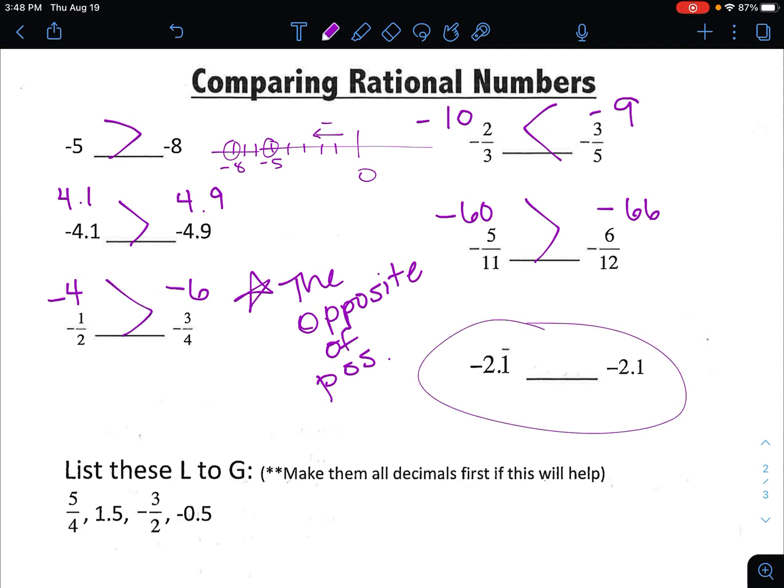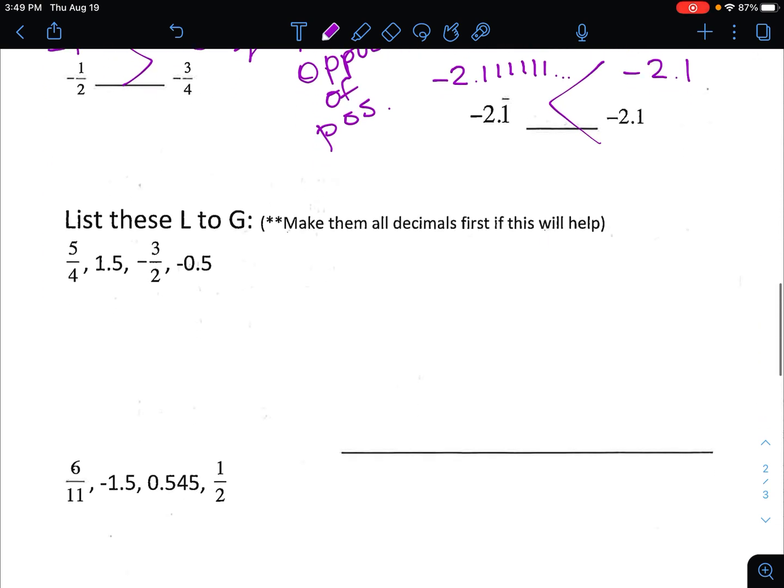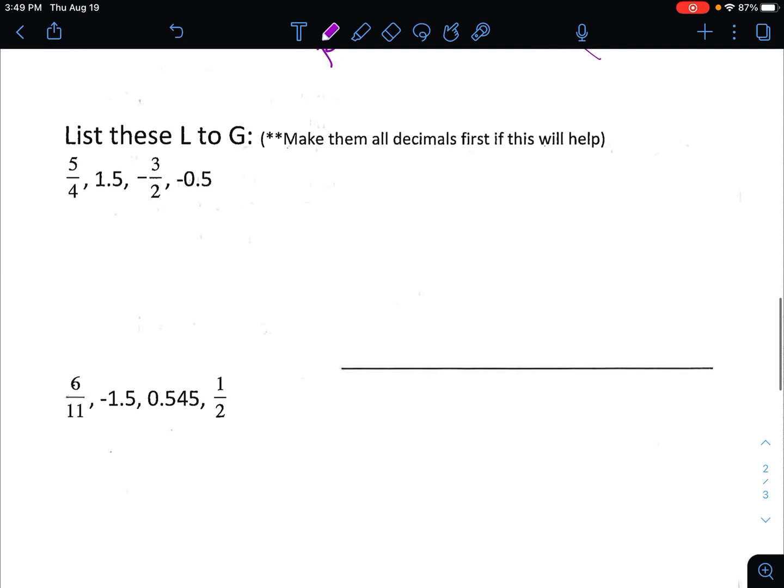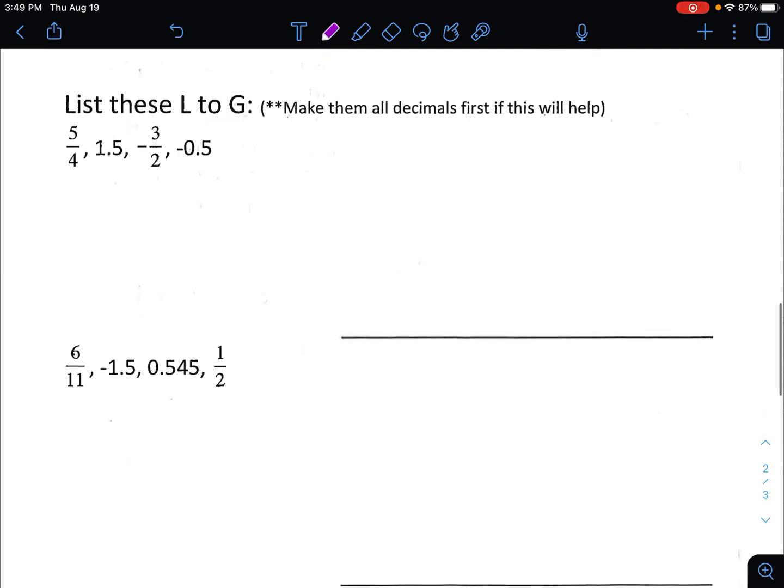Let's go here. Well, this is 2.1 with a lot of ones, okay? It is negative, so we can't forget that. This is just negative 2.1. If these were positive, this would be more because instead of zeros, this has ones. But it's negative, so it's going to go the other way, like that. Feel me? Okay.